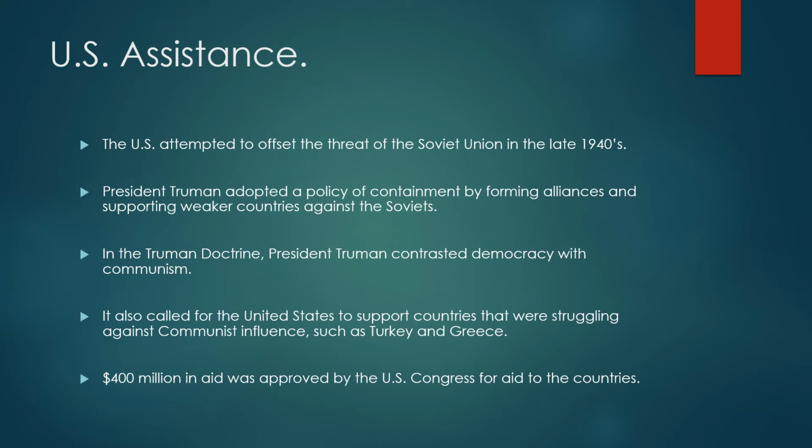In the Truman Doctrine, President Truman contrasted democracy with communism. It also called for the United States to support countries that were struggling against communist influence, such as Turkey and Greece. And $400 million in aid was provided by the U.S. Congress to those countries. So to stop communist revolutions from starting in those countries, to help these countries fight back against the spread of communism in their own nations.